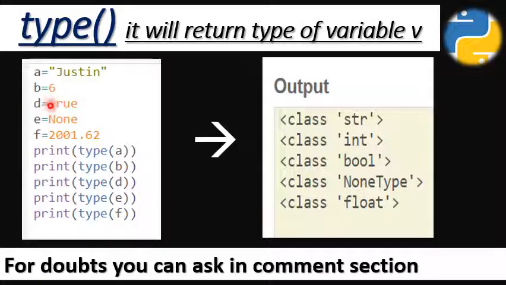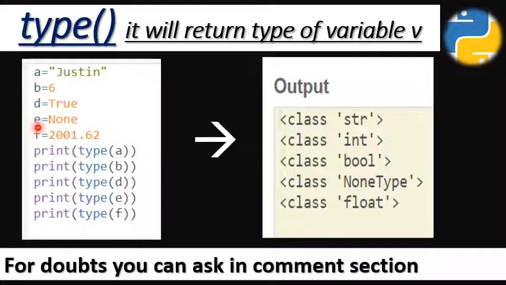Then your third variable, d, is equal to True. This is your boolean data type. Inside the boolean data type, True and False come, so here it is one of the two, True. See, here I wrote print type of d. That means I am going to print the type of value assigned to d. See, it is of class bool. That means the type of data is boolean.